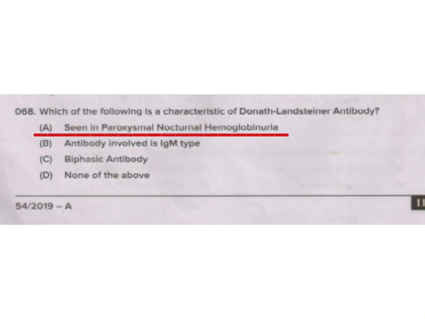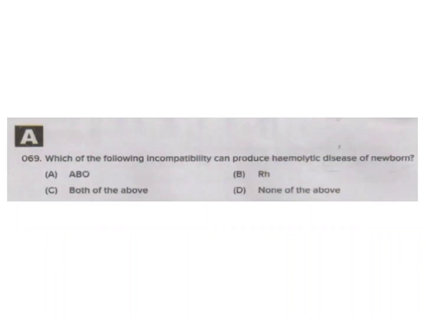Donath-Landsteiner test is done for the detection of the rare disorder paroxysmal cold hemoglobinuria. Next question. Which of the following incompatibility can produce hemolytic disease of newborn? Option A, ABO. Option B, RH. Option C, both A and B. And option D, none of the above. The answer is option C, both A and B. ABO and RH can produce hemolytic disease of newborn.